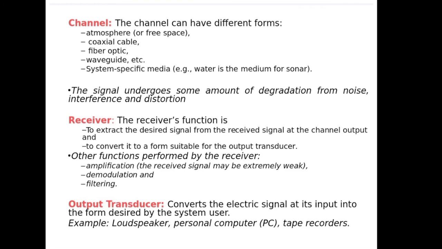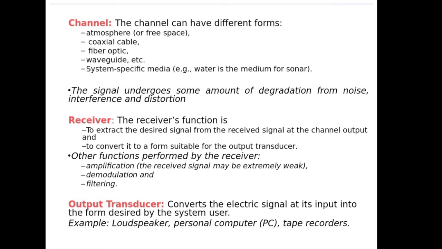What about the channel? A channel can have different forms. It may be atmosphere or free space, coaxial cable, fiber optic, waveguide, etc. It may be used for a specific medium, that is, water is the medium for a sonar system. One important point is that the signal undergoes some amount of degradation from noise, interference and distortion.